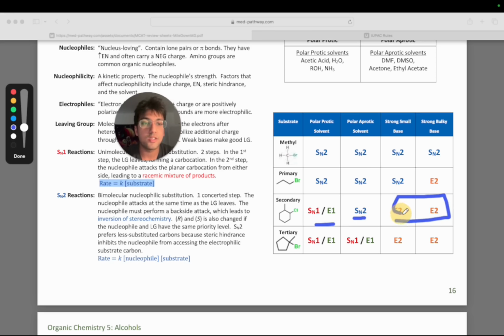Now, why are these elimination? Whether you have a strong small base or a strong bulky base, you're not going to have Sn2 here because there are too many carbons attached to this, so it's not going to be an Sn2 reaction. It's hard for the backside attack to happen. So you're going to get an elimination reaction.